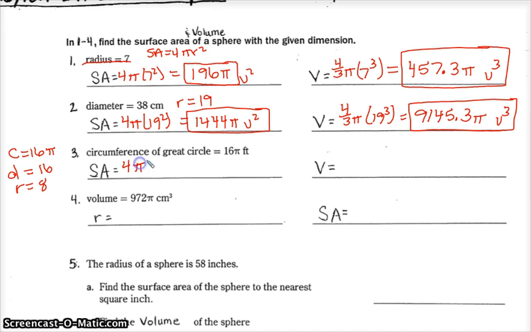4 pi times the radius, which is 8 squared. 8 squared times 4 gives me 256 pi. Moving on to the volume, I've got 4/3 pi times my radius, which is 8, cubed. 4/3 pi times 8 cubed gives me 682.6 pi units cubed.